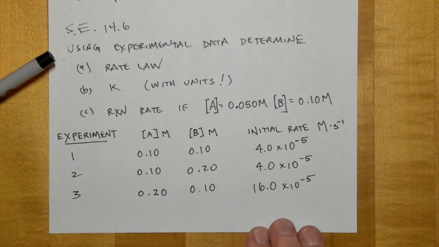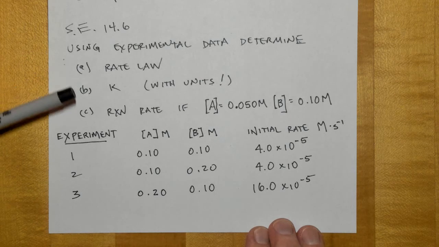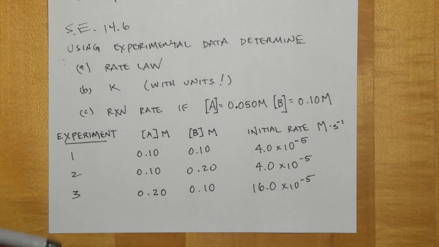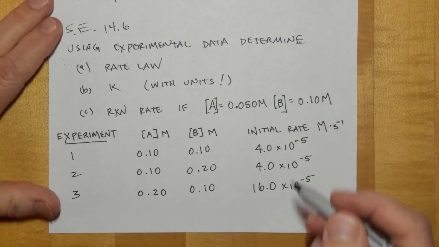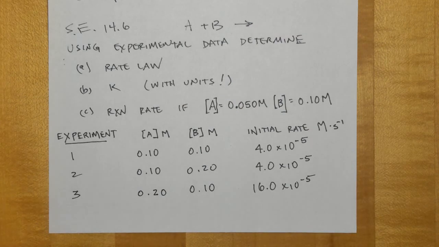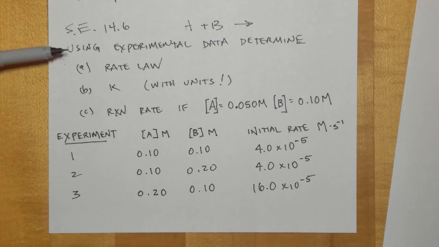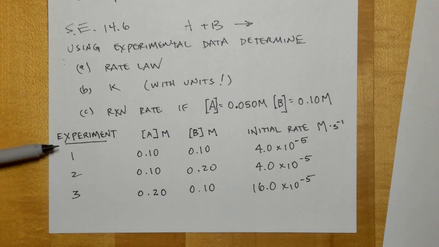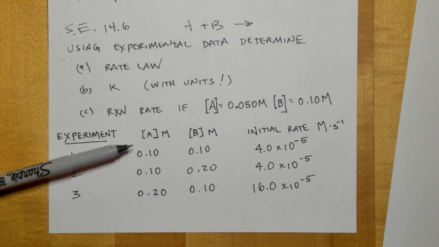It says, using experimental data, determine the rate law. Find k with its units. Find the reaction rate if A and B are these concentrations. And then here's the experimental data for A and B. The one thing that I probably didn't write down, but assumed, is that this is a reaction, A plus B goes to some kind of products, the same example reaction that we've used the whole time. So I'll be quiet for just a second and let you write down A, B, C right here, and then all of this experimental data for 3 different experiments. Concentration, concentration, rate.